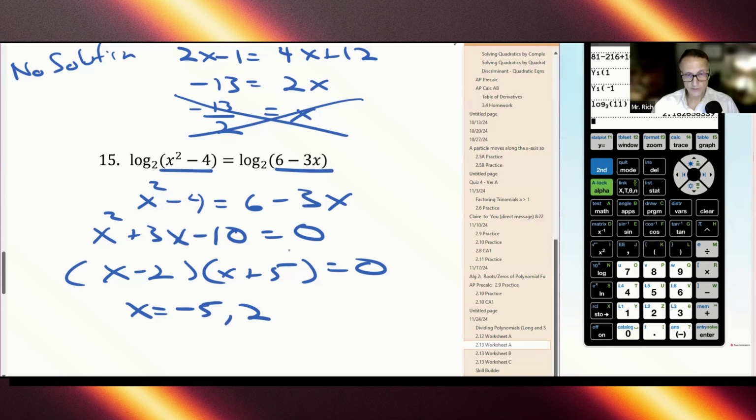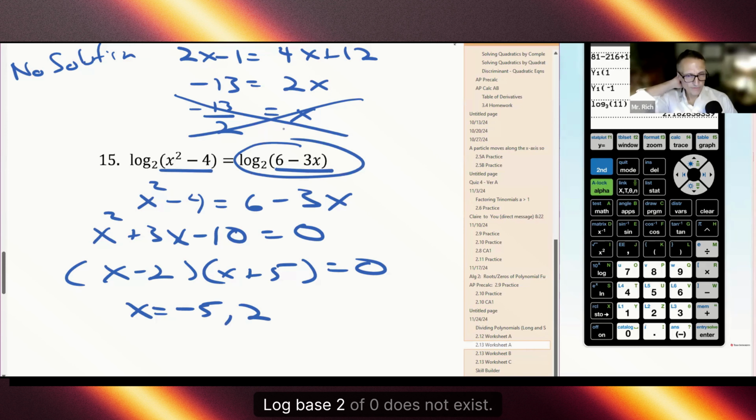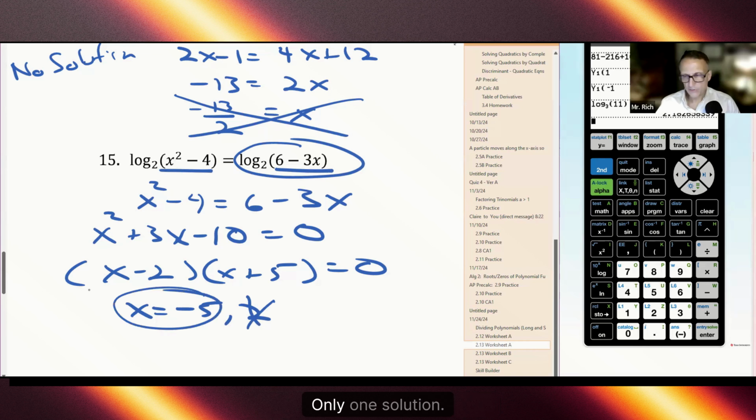If x is 2, that's no good. I cannot take log of 0. Log base 2 of 0 does not exist. So 2 is an extraneous solution. Bye-bye. Only one solution, x equals negative 5.